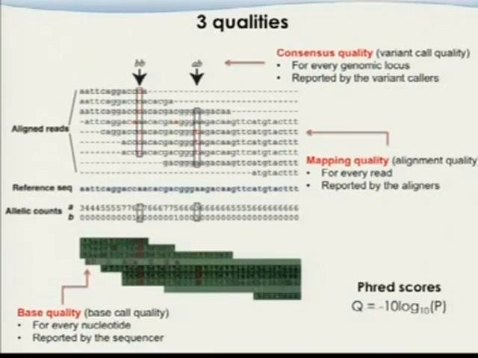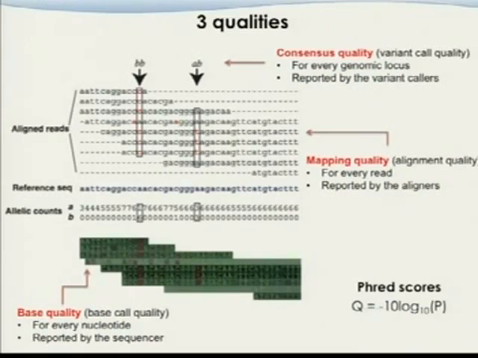How confident I am this is the right place to be. Okay? And so for each individual sequencing read, I'm going to have one mapping quality. The third level of quality is the consensus. Some people call this variant quality. So consensus quality. So for each individual genomic locus, if I say this is the same as reference genome or not, if I say this is homozygous, heterozygous, or whatever that is, how confident I am for that.